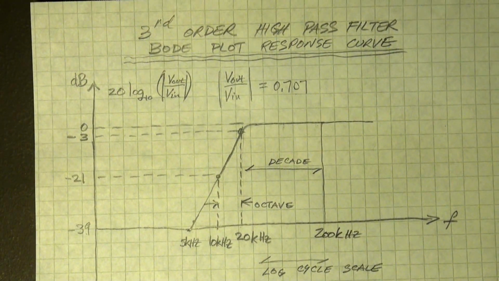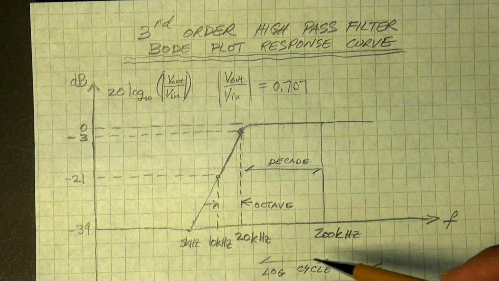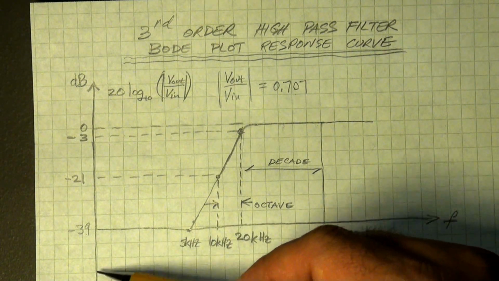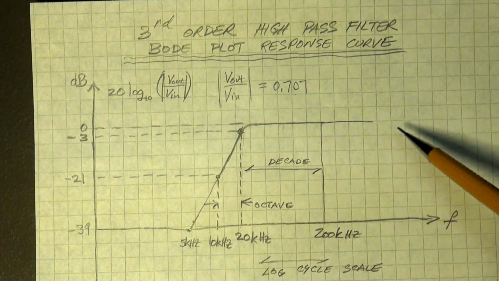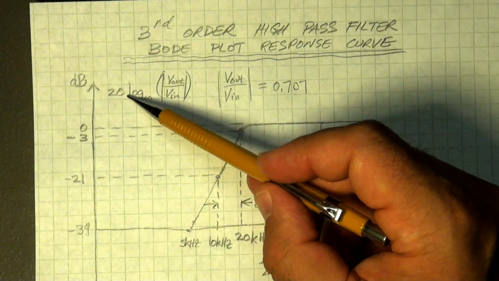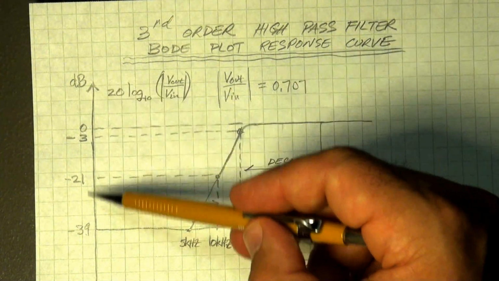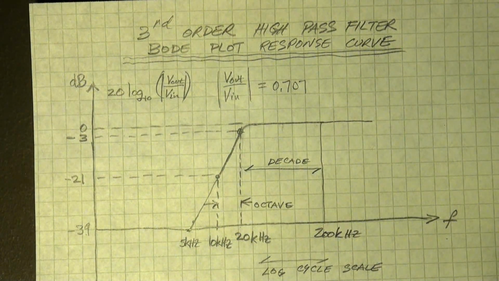So if plotted on a horizontal log scale versus a vertical log scale, this is what the filter characteristic curve should look like, output versus input. Mind you, if you're plotting this function 20 log 10 V out over V in, the vertical scale should be linear, because this already takes into account the logarithmic nature of it.